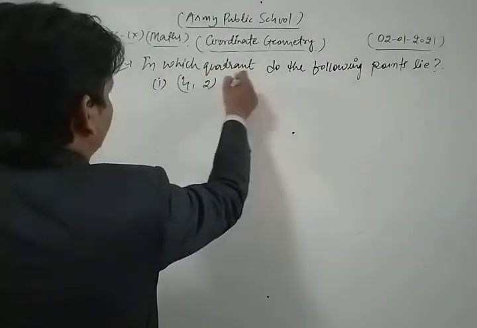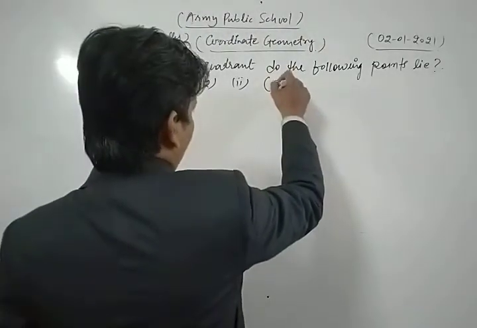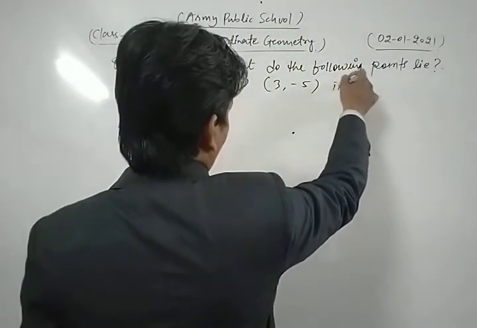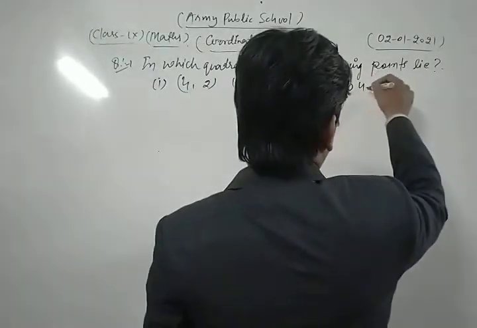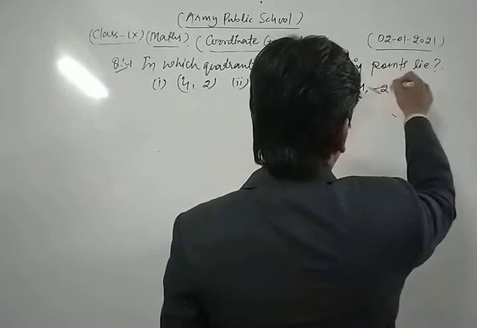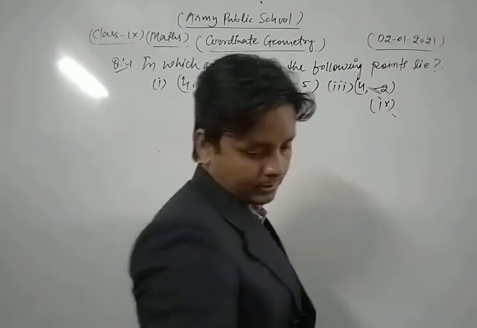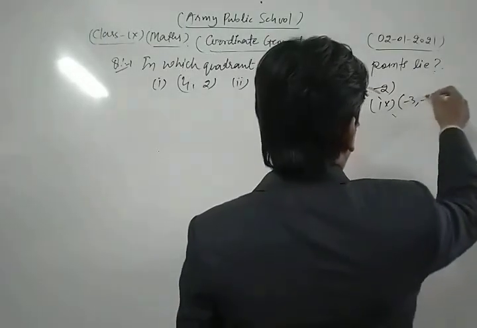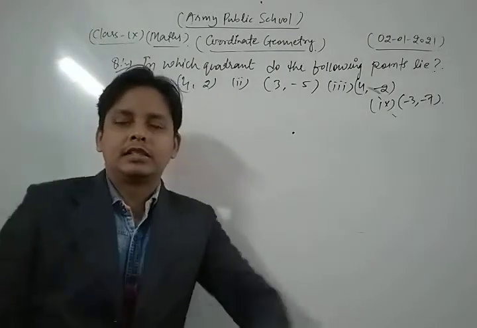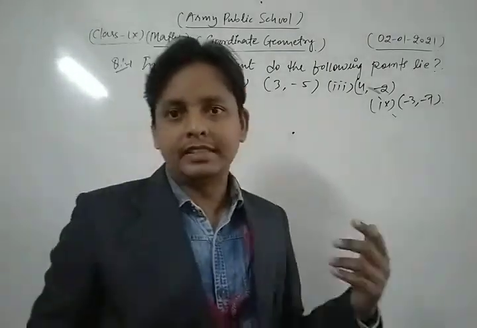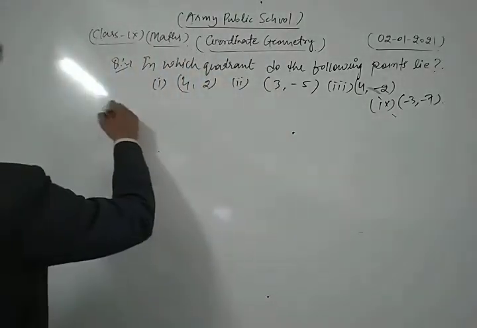The first part of this question is (4, 2). The second one is (-3, 5). No, (3, -5). The third one is (4, -2). And the fourth one is (-3, -7). Okay. This is the first type of question in that chapter. Let's see the concept and solution of that type of question.